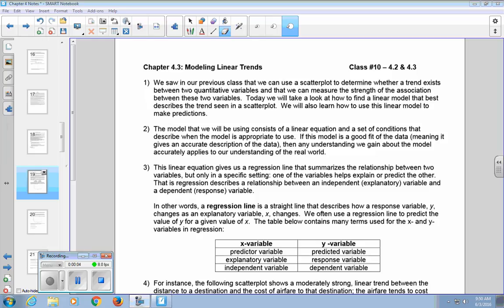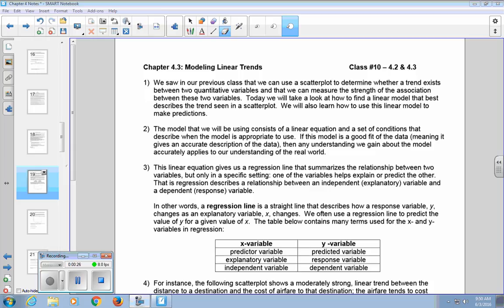Hey, this is chapter 4.3, Modeling Linear Trends. We saw in our previous class that we can use a scatter plot to determine whether a trend exists between two quantitative variables, and then we can measure the strength of the association between these two variables. Today we'll take a look at how to find a linear model that best describes the trend seen in a scatter plot. We will also learn how to use this linear model to make predictions.